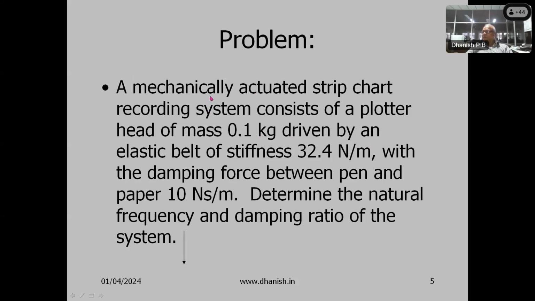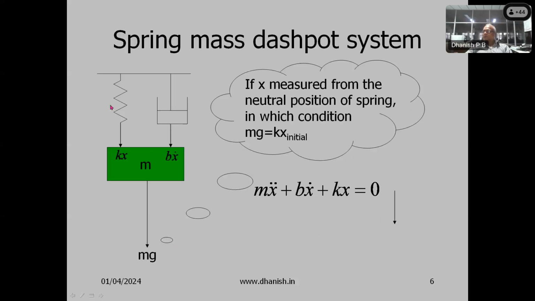given in a problem. So a mechanically actuated strip chart recording system consists of a plotter head of mass 0.1 kg driven by an elastic belt of stiffness 32.4 newtons per meter with a damping force between pen and paper 10 newton seconds per meter. Determine the natural frequency and damping ratio of the system. So we can write down the differential equation of that system in this form.